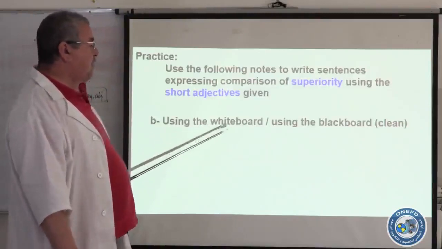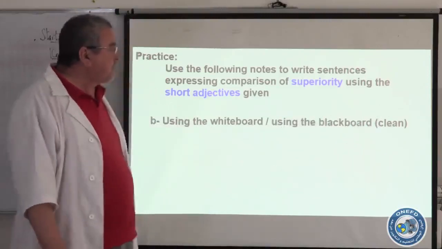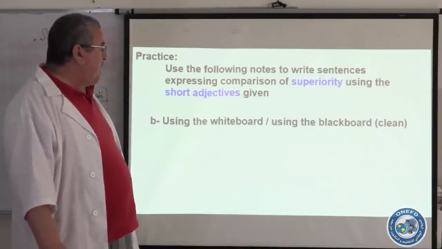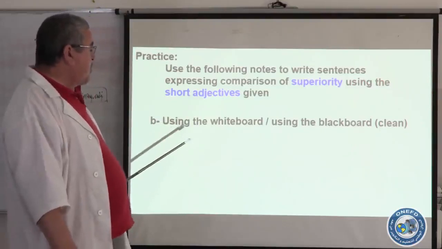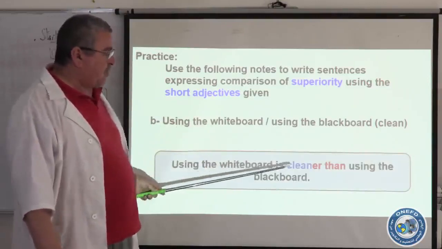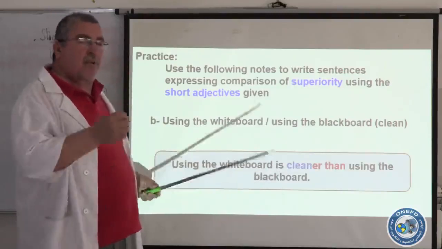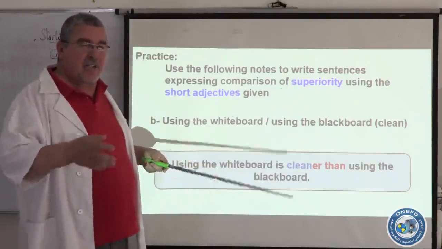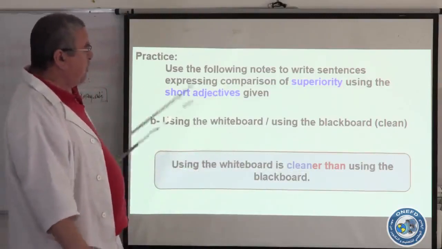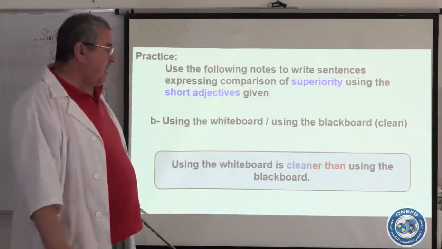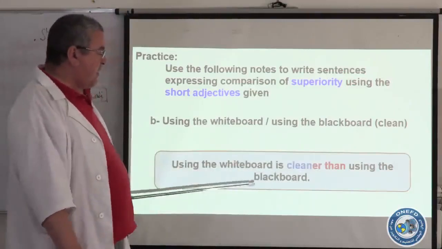B. Using the whiteboard, using the blackboard. We are talking about cleanliness. Which one is clean and which one is less clean? So, using the whiteboard is of course cleaner than using the blackboard. You know, when we used to write on the blackboard, we used chalk and brushes and so on. There was dust and colors and so on. Whereas today, we are using the whiteboard, a pen, and it's much cleaner. So using the whiteboard is cleaner than using the blackboard.